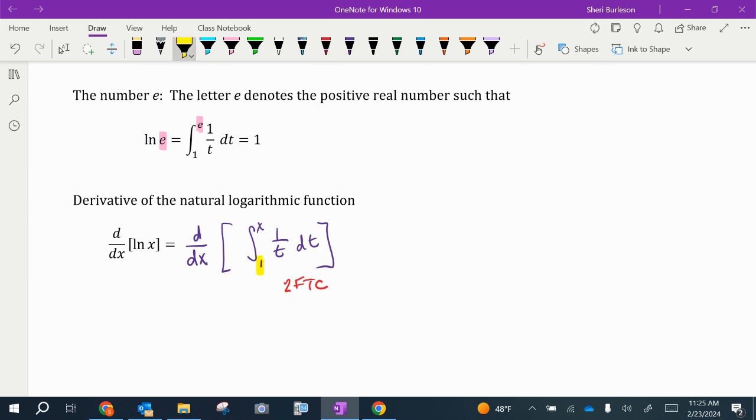Do I have a number at the bottom? I do. So the second fundamental theorem of calculus says that for the derivative, we just plug the function up above into the function we're integrating. So I get 1 over x is the derivative. If I had an x squared up there or a function, I would do chain rule. I can do chain rule here because the derivative of x is 1, so that means 1 over x times 1. But what this means is that the derivative of the natural log of x is 1 over x.